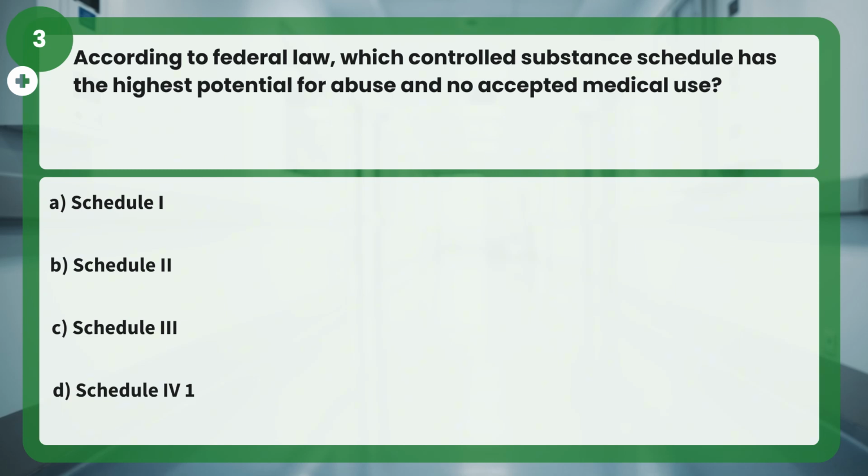Question 3. According to federal law, which controlled substance schedule has the highest potential for abuse and no accepted medical use? A. Schedule 1. B. Schedule 2. C. Schedule 3. D. Schedule 4.